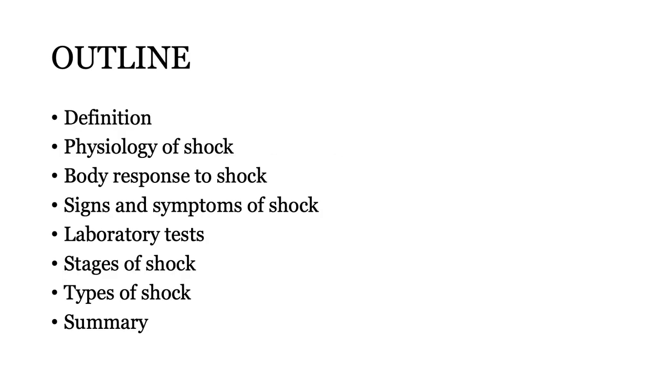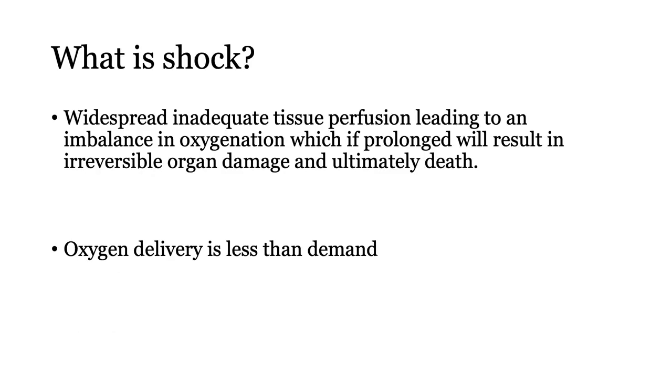Today we are going to talk about shock in two parts, and this is part 1. Our outline: we are going to define shock, talk about physiology of shock, body's response to shock, signs and symptoms, laboratory tests, stages of shock, types of shock, and we shall summarize. So shock is widespread inadequate tissue perfusion leading to an imbalance in oxygenation, which if prolonged will result in irreversible organ damage and ultimately death. When you have a state of shock, there is more demand for oxygen than what the body can supply.